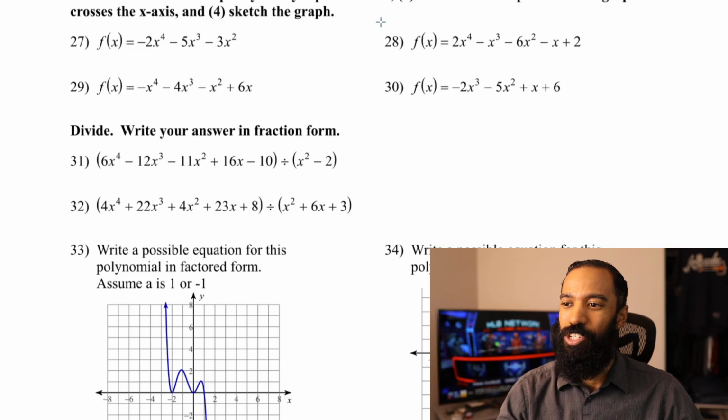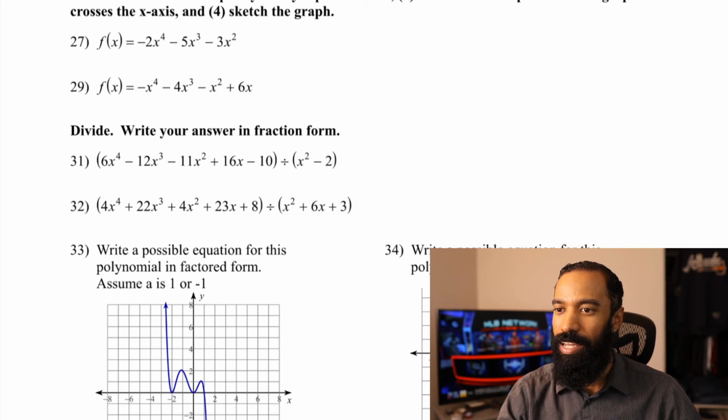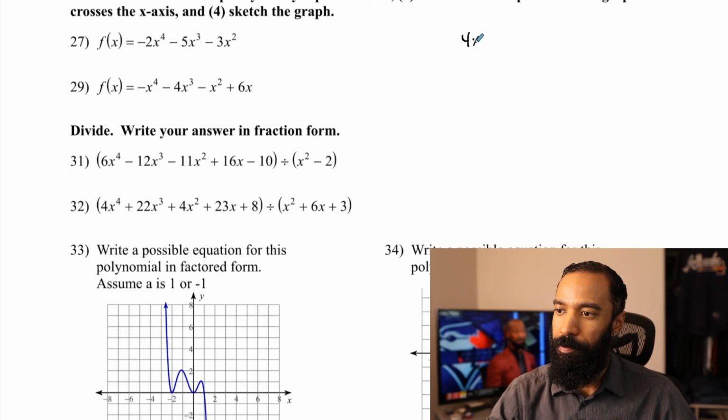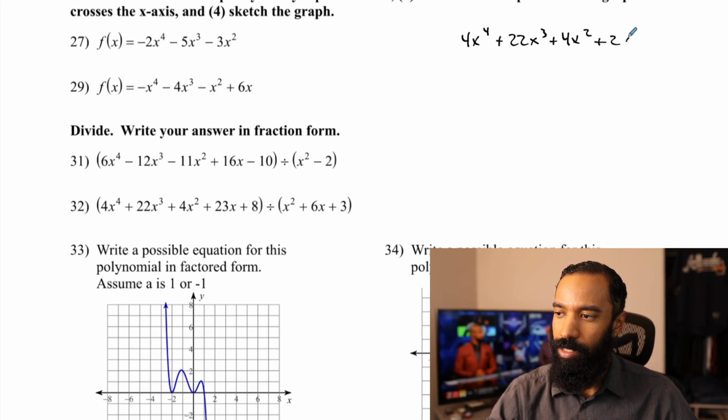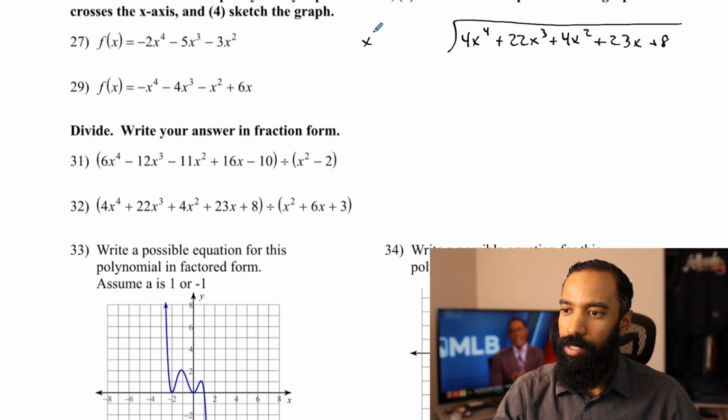Let's clear this out again. Do one more division. Long division here. Make sure it's in standard form. It looks like it is. And we get 4x to the fourth plus 22x cubed plus 4x squared plus 23x plus 8 divided by x squared plus 6x plus 3.